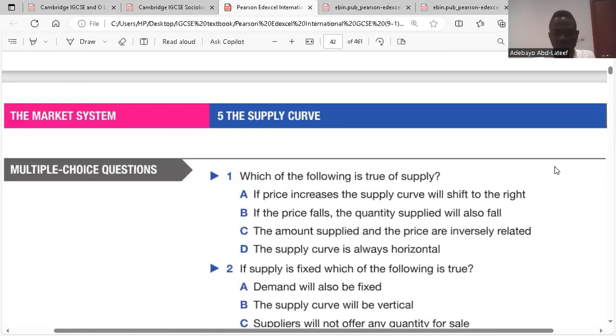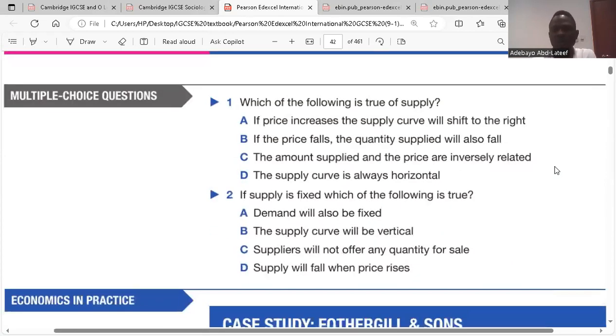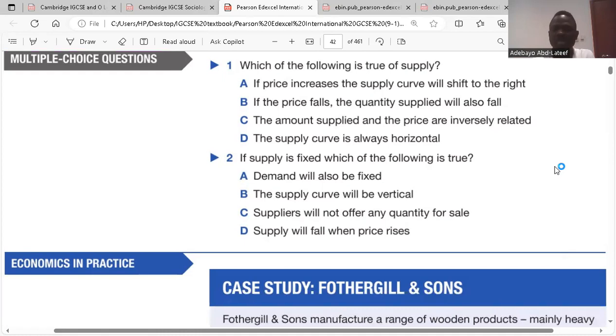So that takes us to the multiple choice questions. Which of the following is true of supply? If the price falls, the quantity supplied will also fall. That's B. Question 2: if supply is fixed, which of the following is true? The supply curve will be vertical. That's the answer for that.